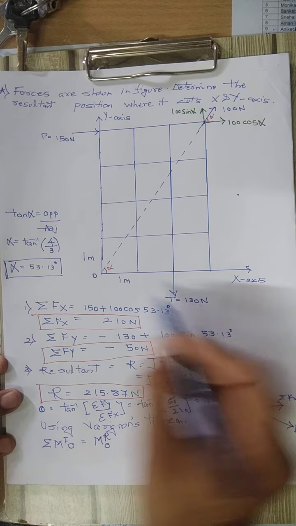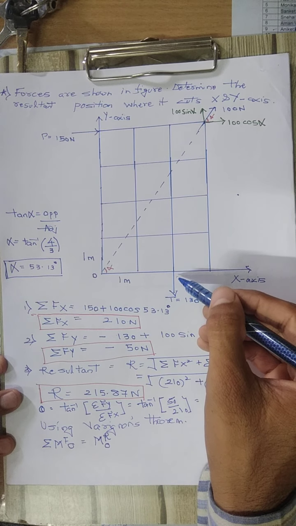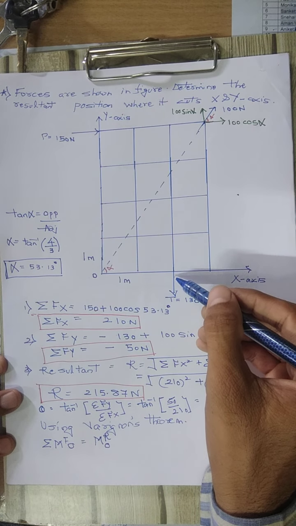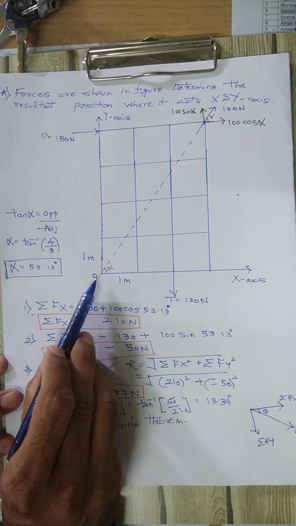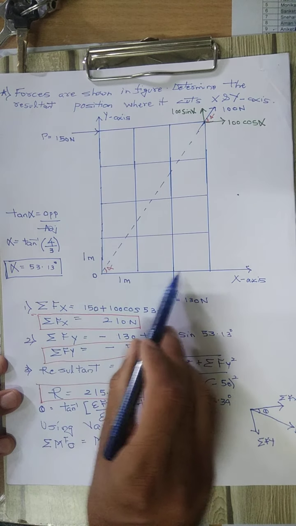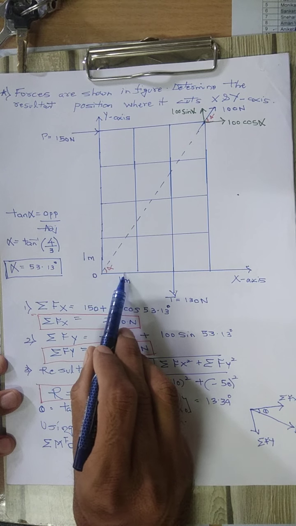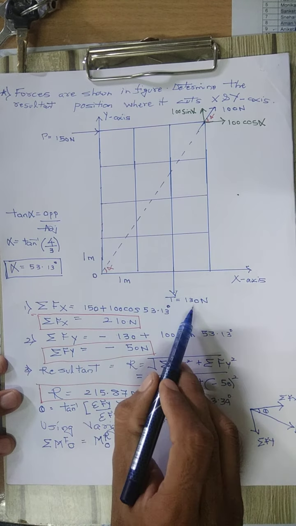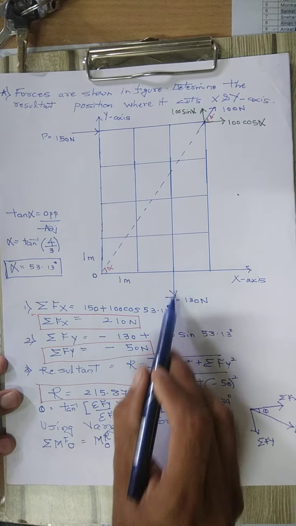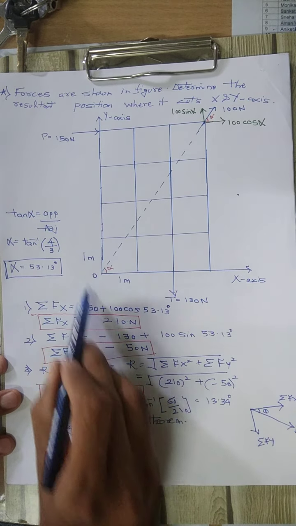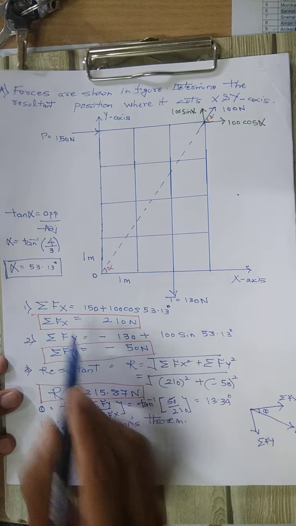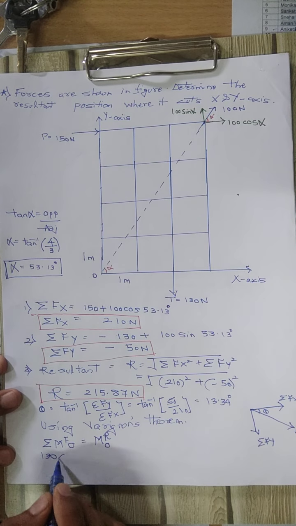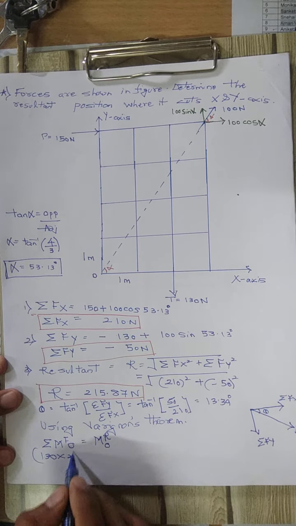So this 130 about O: what is the definition of moment? The perpendicular distance. The vertical force is there, so to which distance do we have to take it? The horizontal distance. So at point O, the perpendicular distance is 1 meter, the size of one block. How many blocks are there? 2 blocks. The distance of the 130 Newton force is 2. How is it moving? Clockwise. Okay.